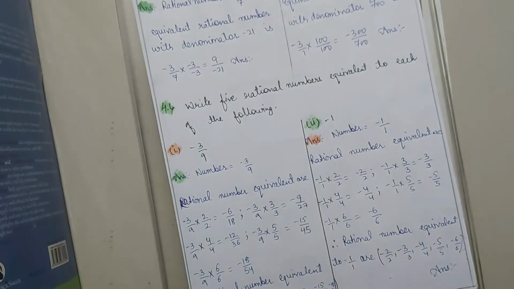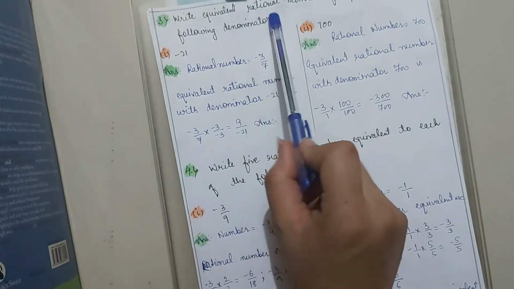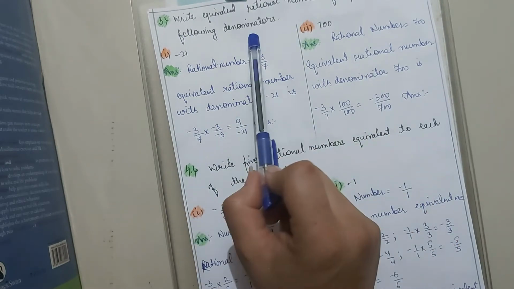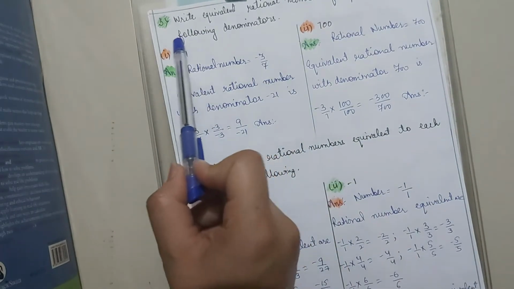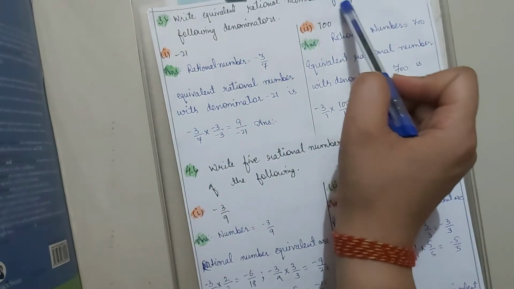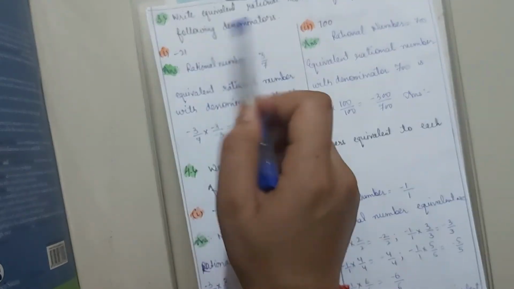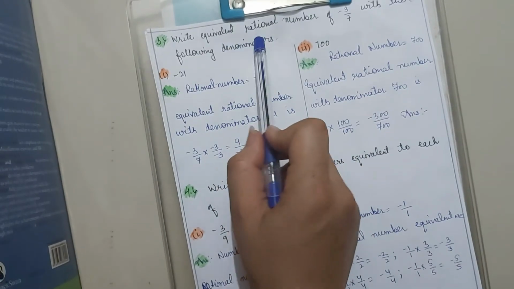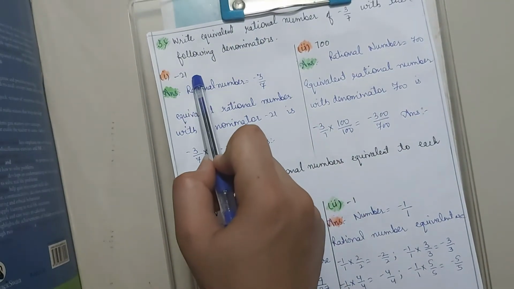So now moving to our next question. What is the next question? Write equivalent rational numbers of minus 3 by 7 with the following denominator. So we are given a denominator. The denominator is minus 21. So the number is minus 3 by 7 and we have to create an equivalent rational number whose denominator is minus 21.